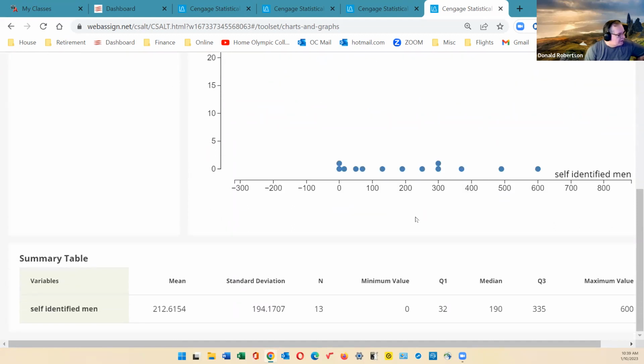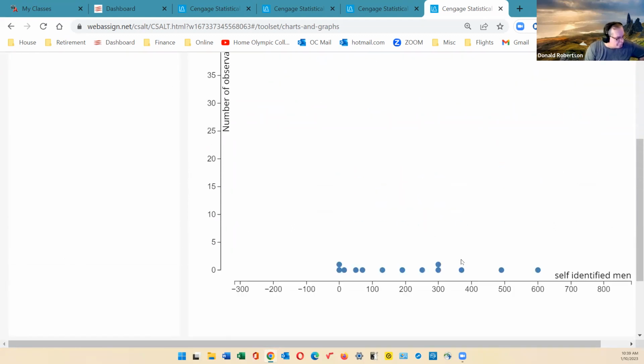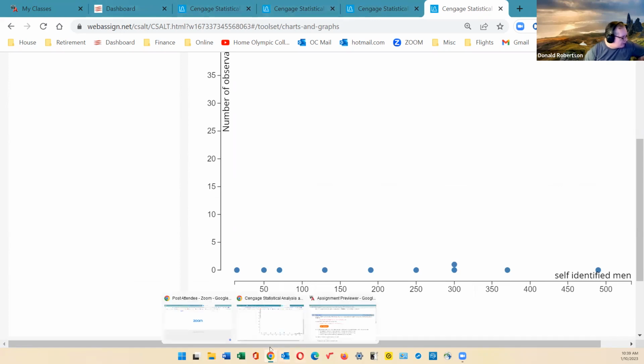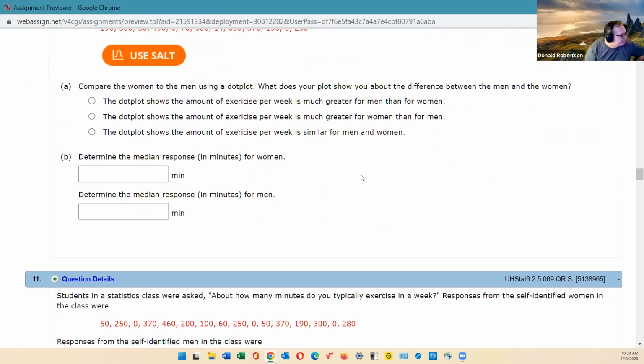Self-identified men. Okay, it looks like I can't do them both at the same time, but I could do one chart, then I could do the second, right? So I should be able to compare the two. And let's just zoom back to the question, right?